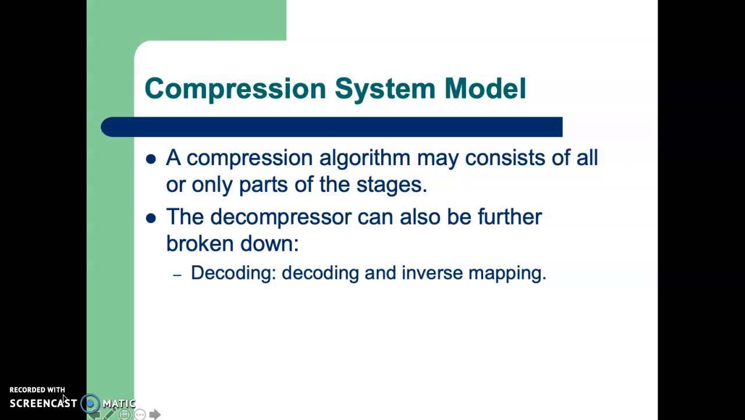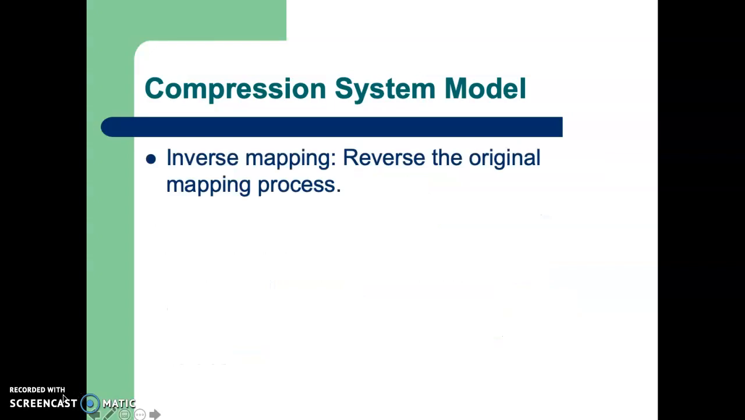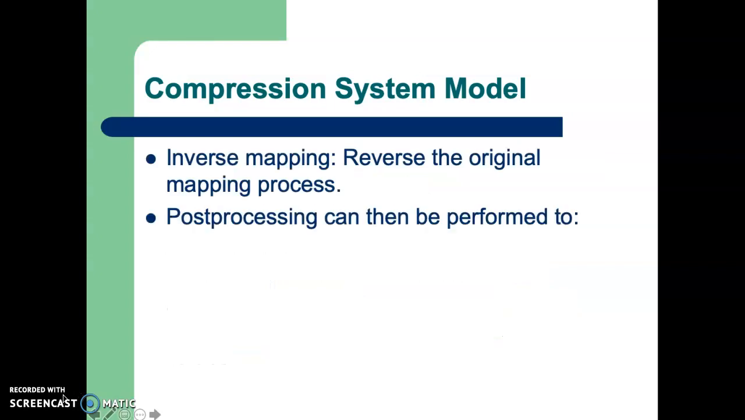So the decompression can also be further broken down with the decoding, where you have the decoding and inverse mapping. Okay, so decoding, what you will do, you will reverse the coding by mapping the code to the original quantized value. So you will do the inverse mapping, where you will reverse the original mapping process. Okay, so post-processing can then be performed.